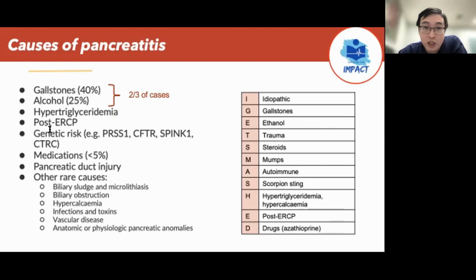There are also some rare genetic causes. If you're really scratching your head, or if you have a patient presenting very early on or with a family history of pancreatitis, you can start doing genetic testing. Medications overall are really rare, accounting for less than 5% of cases of pancreatitis. Drug-induced pancreatitis has now been divided into 4 classes based on how likely they are to cause pancreatitis.